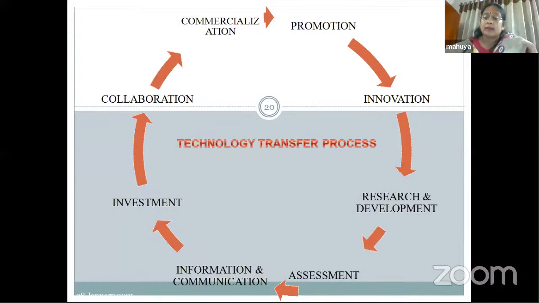So these are the technology transfer process. Already I have mentioned, you have to do research and development. You have to assess whether your research is new or not. What is the information in it? And how to collaborate with other institutes? And to make the innovation unique, you have to search for patentability assessment. You have to provide a patentability assessment report. Otherwise, you will not be able to encroach into the uniqueness area.